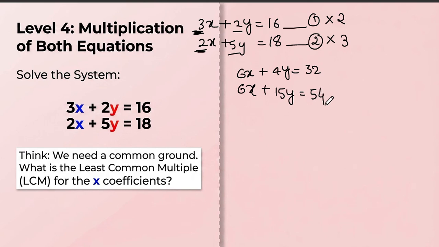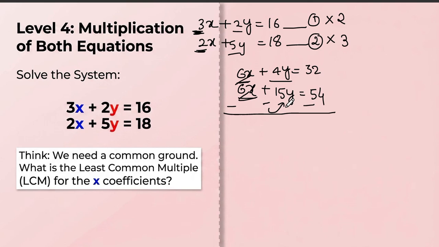Now what is the next step? If we directly add up, then this 6x won't be eliminated, correct? So to eliminate this 6x, we have to change the sign of the second equation. This is minus because it was plus, and this also was plus, so it will become minus. To eliminate, if the same terms are there with the same sign, then we have to change the sign. So now 6x minus 6x will get cancelled.